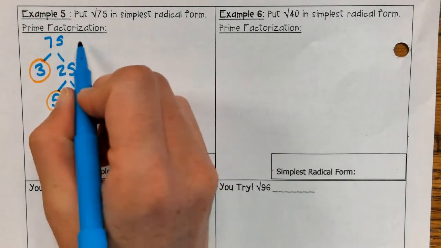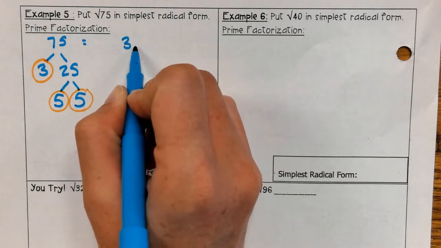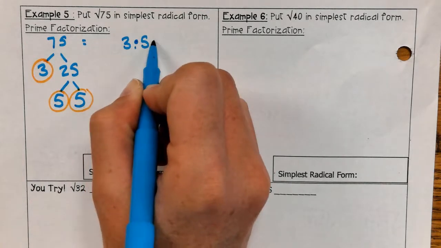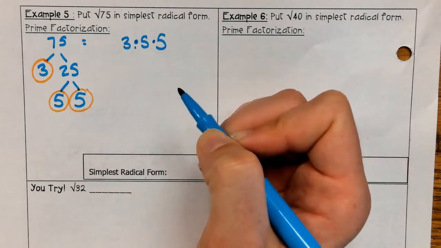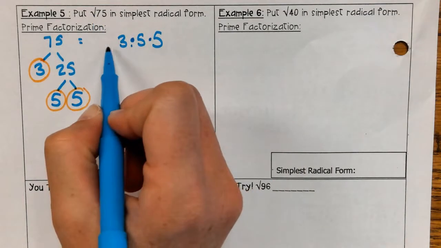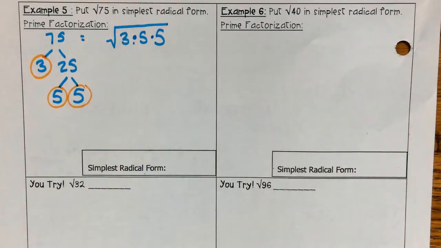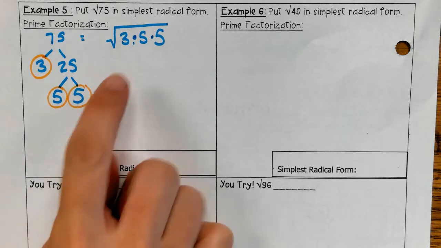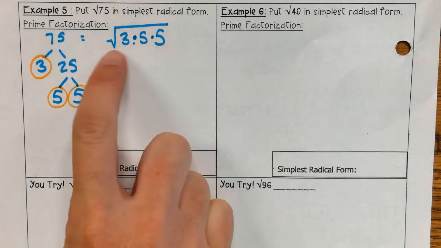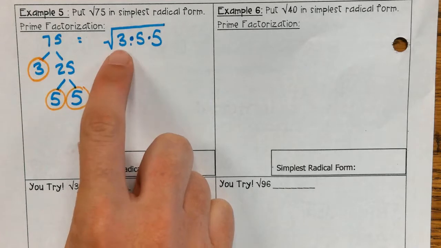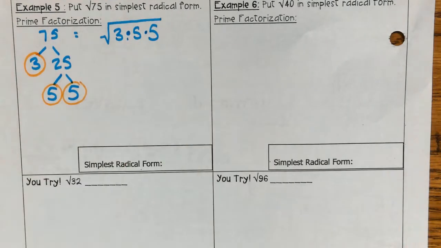So 75 is equal to 3 times 5 times 5, which means the square root of 75 is equal to the square root of 3 times 5 times 5. So your first step is breaking it up into all the prime factors. 3 is prime, 5 is prime, 5 is prime.